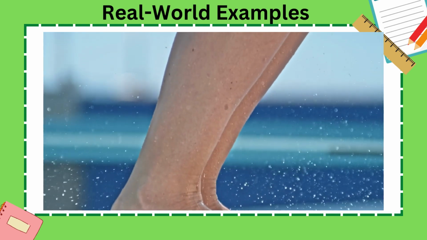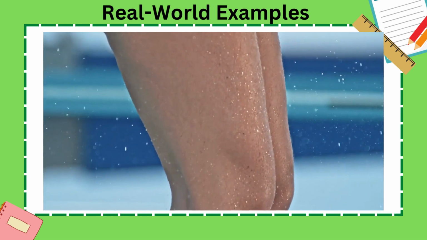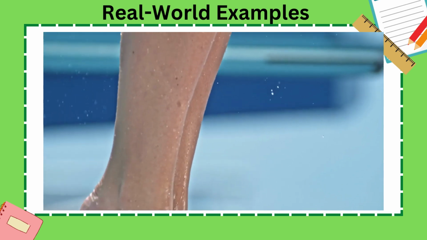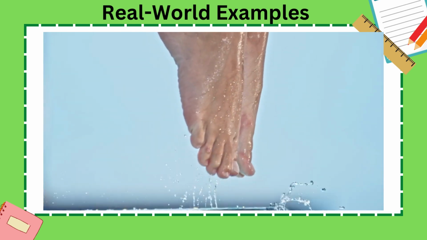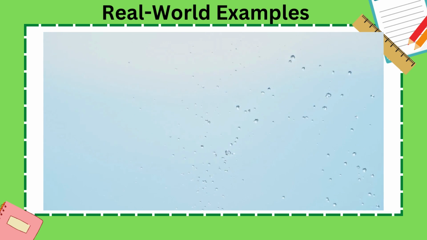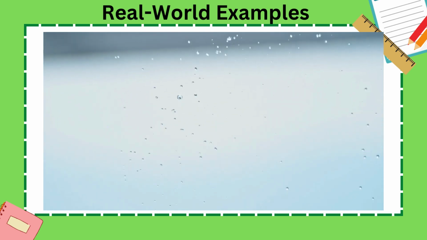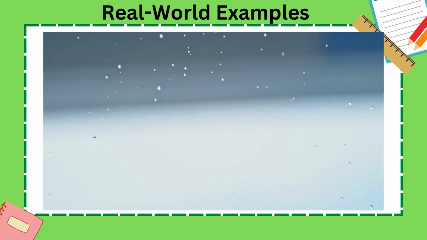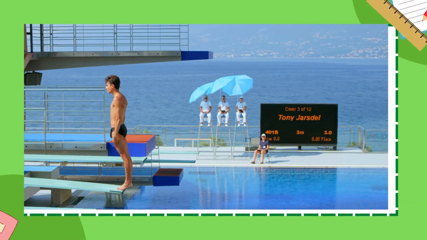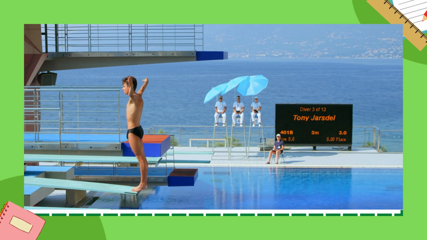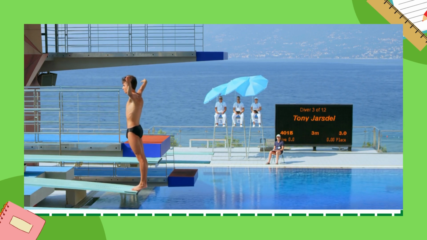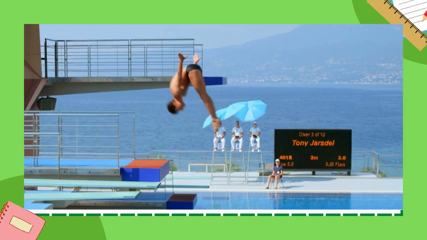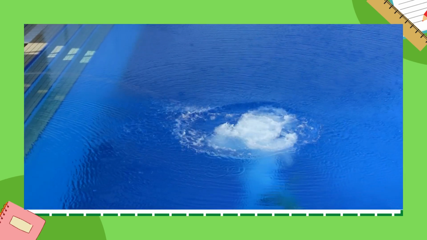Action. When a person jumps off a diving board, they push down on the board with their legs. This push is the action in this scenario. The person's legs exert a force on the diving board in the downward direction. Reaction. According to Newton's third law, there is an equal and opposite reaction to this action. In this case, the diving board exerts an equal force in the opposite direction, which is upward on the person.